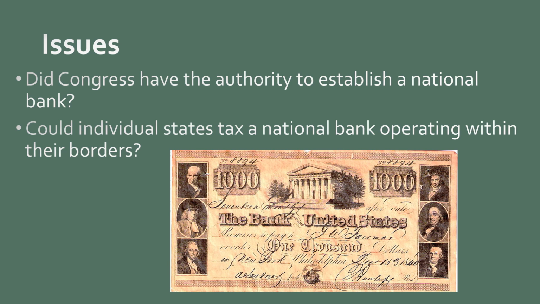So the constitutional issues that are raised here include essentially two questions the Supreme Court is going to consider. First, did Congress have the authority to establish a national bank? So the first question is, were they even allowed to make the bank in the first place? Once they've dealt with that question, and obviously they'd only answer the next question if they decided Congress did indeed have the authority to establish a national bank, the second question then becomes, could individual states tax a national bank operating within their borders? So if they are allowed to have the national bank, can Maryland tax it if they so desire? So those are two constitutional issues.